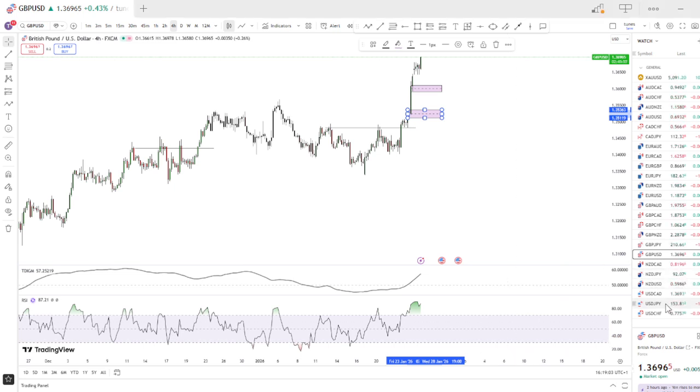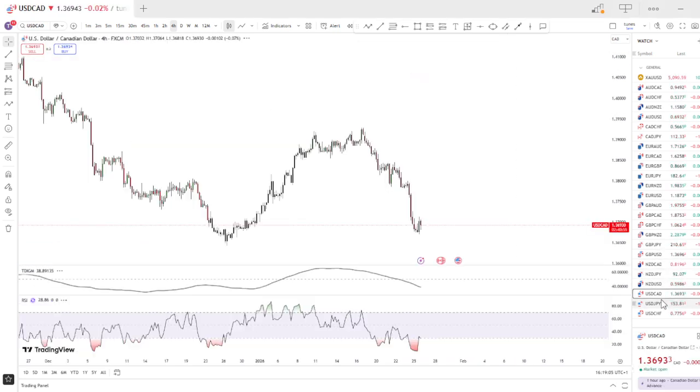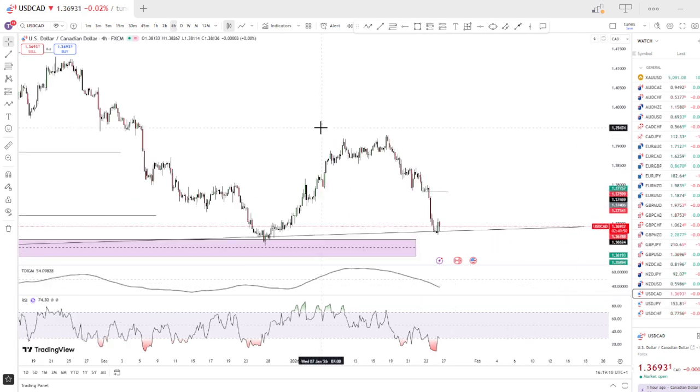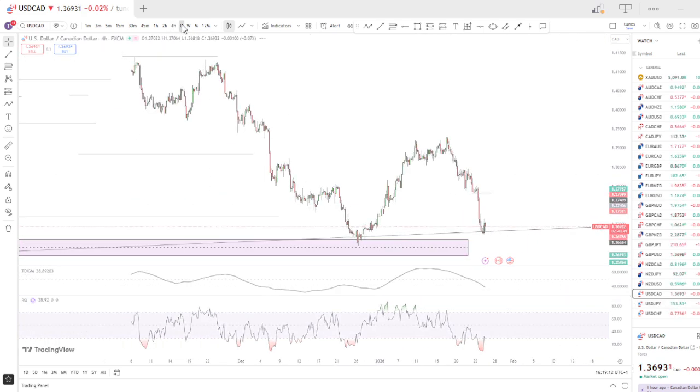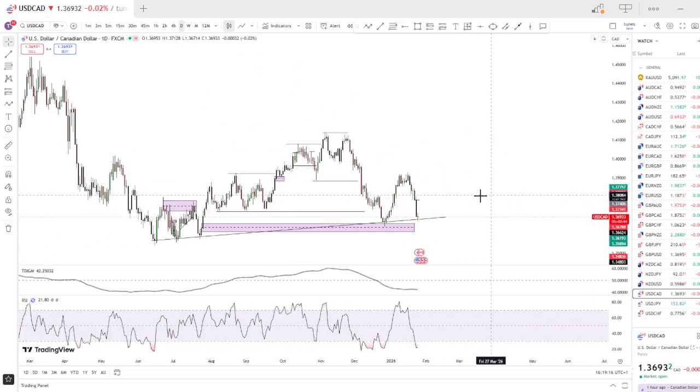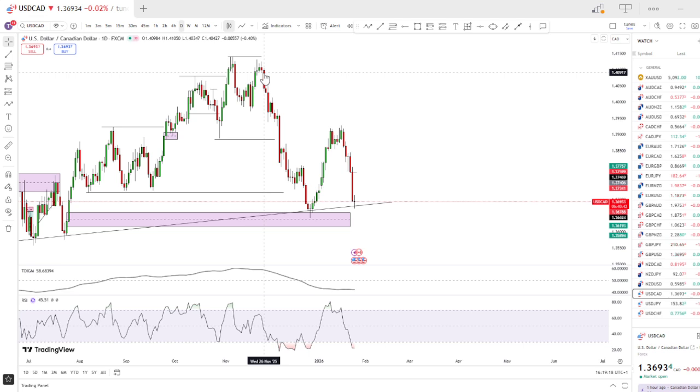Now, last but definitely not the least for today's session will just be USD CAD, and I'll explain the bias as comprehensively as possible. Let's start from the daily time frame, because I need to zoom out and show you a couple of things. We've seen massive bearishness since November, which has now seen some level of correction, especially this past couple of weeks.